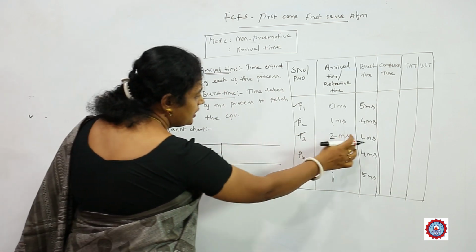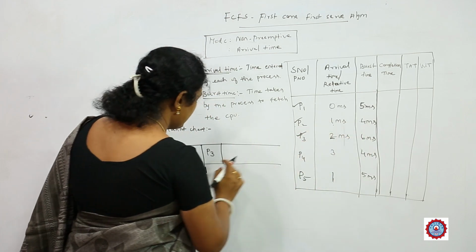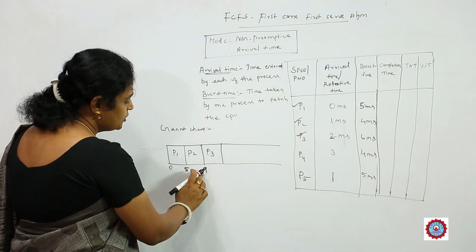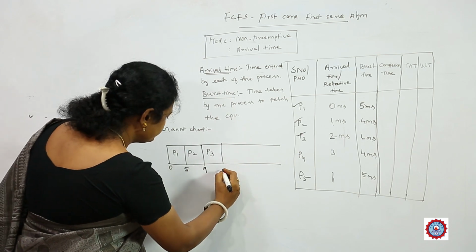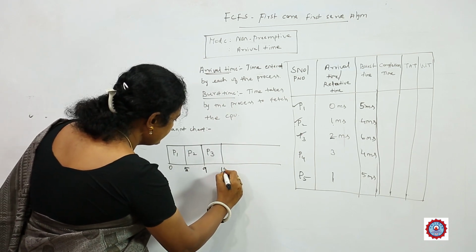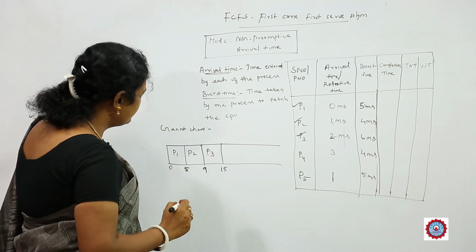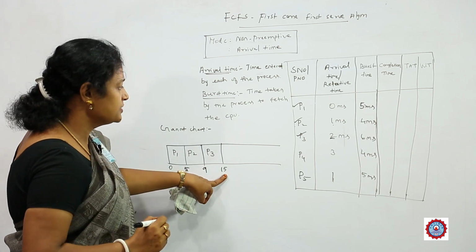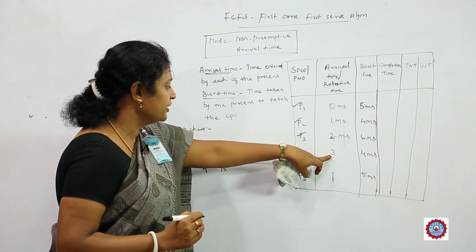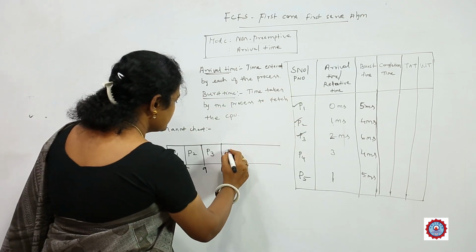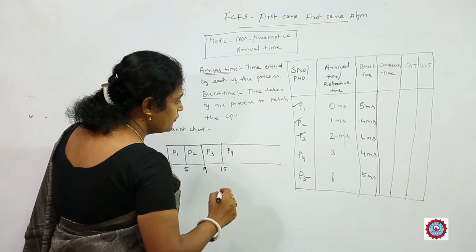So, P3, it took 6 milliseconds to fetch the CPU. So, 9 plus 6, 15. 14, 15, yes, 15 milliseconds to fetch the CPU. And based on the arrival time, the next process allocation will be P4.